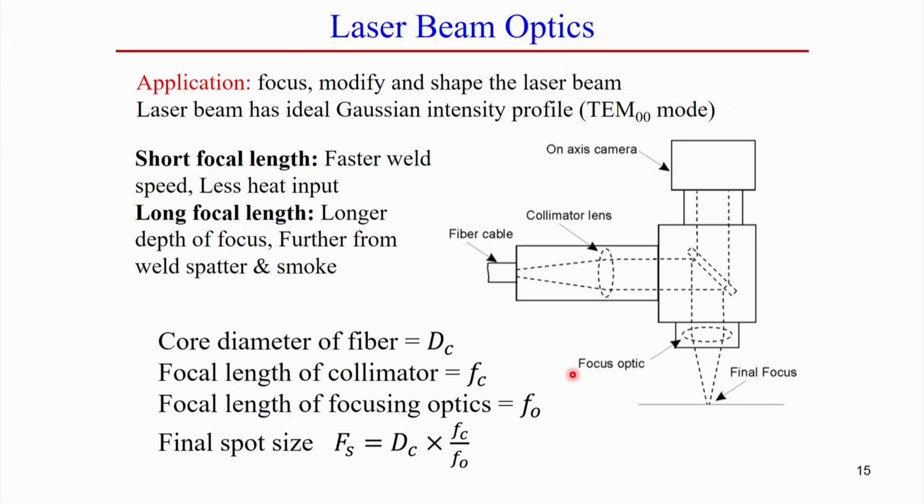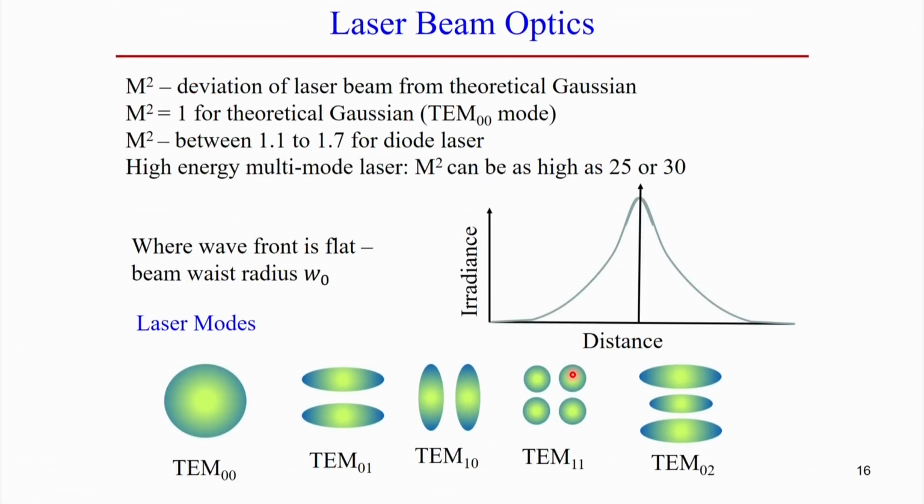So, this simple calculation shows that the final spot size can vary depending upon the core diameter and the two focal lengths of the lens. If we see the other critical term in laser beam optics, that is the M square. M square is a parameter representing the deviation of the laser beam from the theoretical Gaussian. The theoretical Gaussian mode represents the laser beam intensity, called the TEM 00 mode, but the measure of M square decides how much it deviates from the ideal TEM 00 mode. So, M square equal to 1 represents the theoretical Gaussian TEM 00 mode.